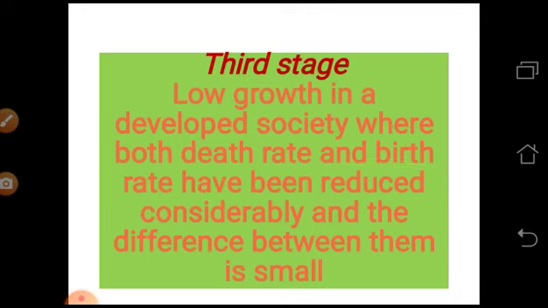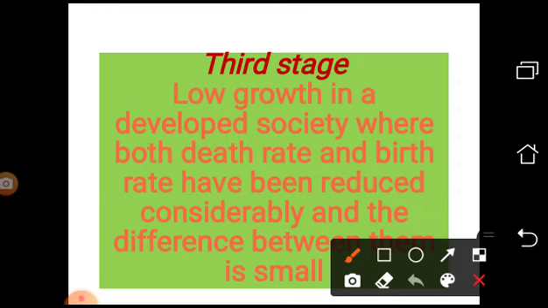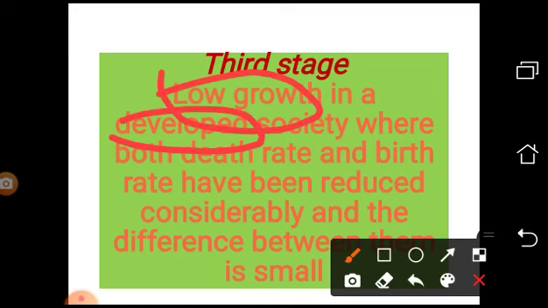So we are going directly to the third stage. You may ask the question, why not second stage? So second stage we will discuss later. Let us see again what this third stage is. Third stage is characterized by low growth in a developed society. So now the society is already developed. The society is developed and the growth rate is again here also low.